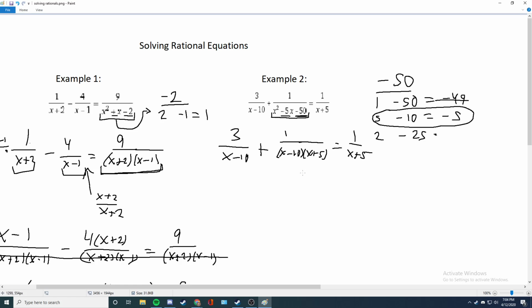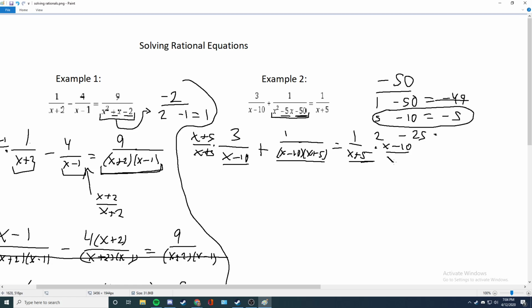So now, just like the last problem, we want the least common denominator, and since we have x minus 10 and x plus 5, and x minus 10 and x plus 5, sorry, we need to get this x minus 10 to be multiplied by x plus 5. So we'll do x plus 5 over x plus 5. Here, I'll draw a little divider here. And then this one, we've got x minus 10 over x minus 10 to multiply. So we'll multiply across again.